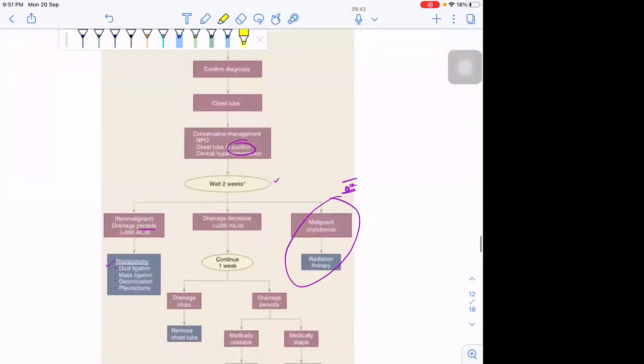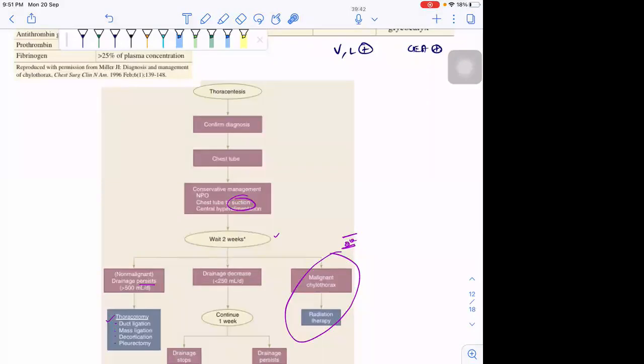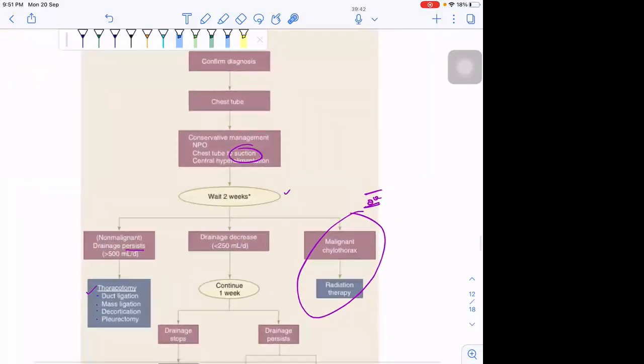Next is the algorithm for the management of chylothorax. This is also very important. What do you do for chylothorax management? You do thoracentesis and confirm the diagnosis, and then put in the chest tube. After that, you mainly go for conservative management: NPO, chest tube suction, and central hyperalimentation. You give a low fatty diet and a high protein diet, and wait for at least 2 weeks.